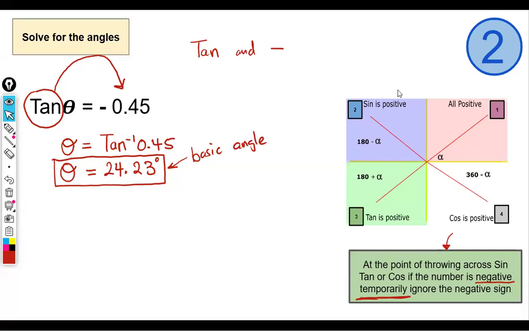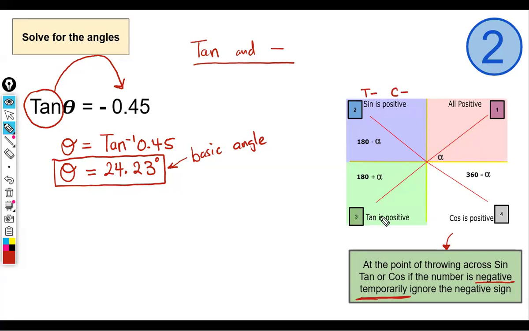Now ask yourself, remember, this is a tan and it's a negative question. Which two quadrants is tan negative? Remember, it's not written specifically or directly in my diagram. But if I tell you in quadrant 2, sine is positive, then by default, that means tan is negative and cosine is negative. The other two are negative now.